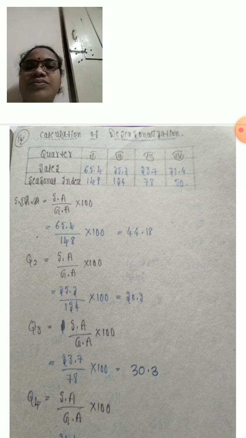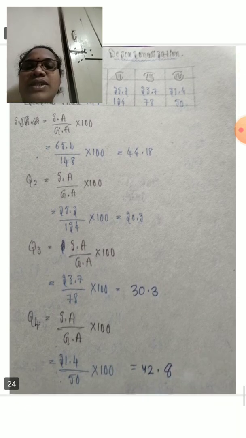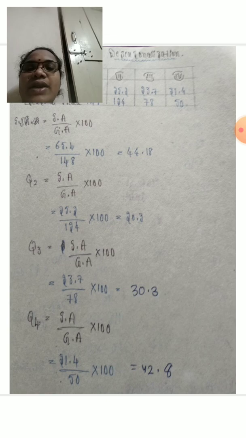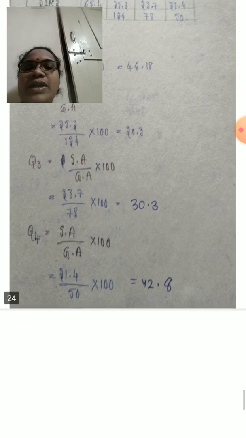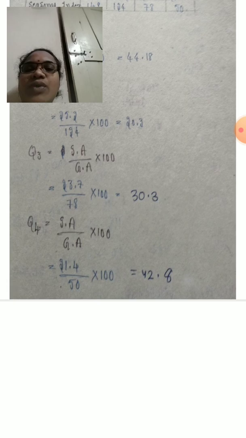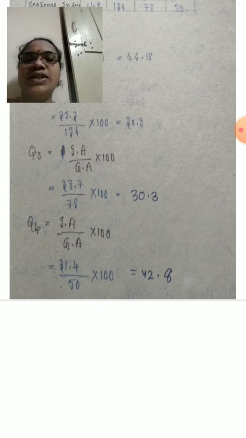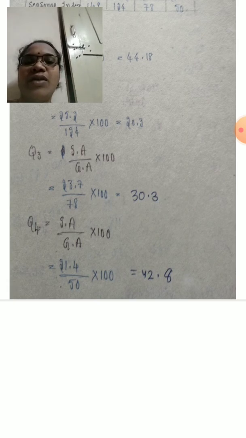Next is Q1 equals sales by seasonal index into 100. 65.4 by 148 into 100, 44.18. Q2: 25.2 by 124 into 100, 20.3. Q3: 23.7 by 78 into 100, 30. Q4: 21.4 by 50 into 100, that is 42.8.